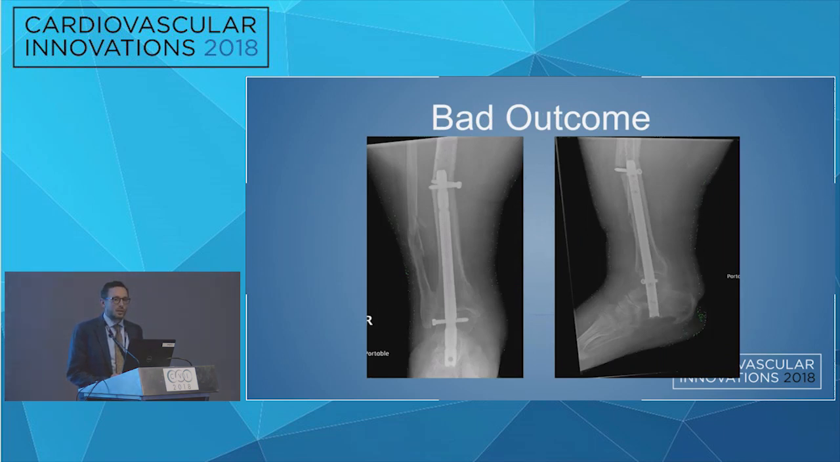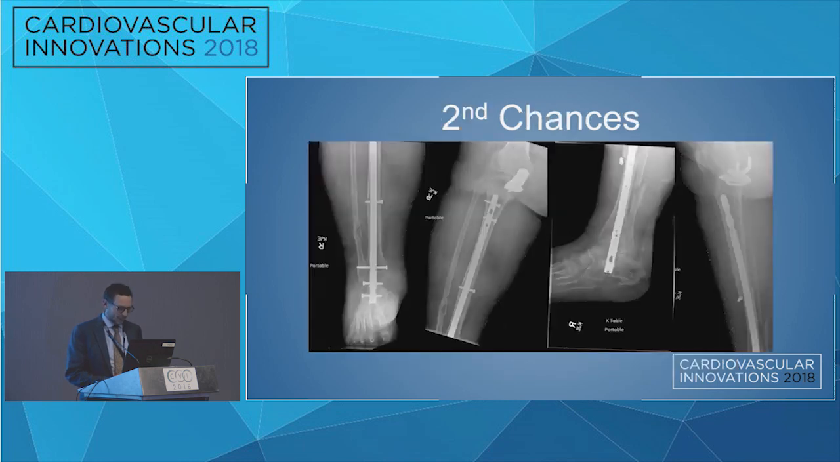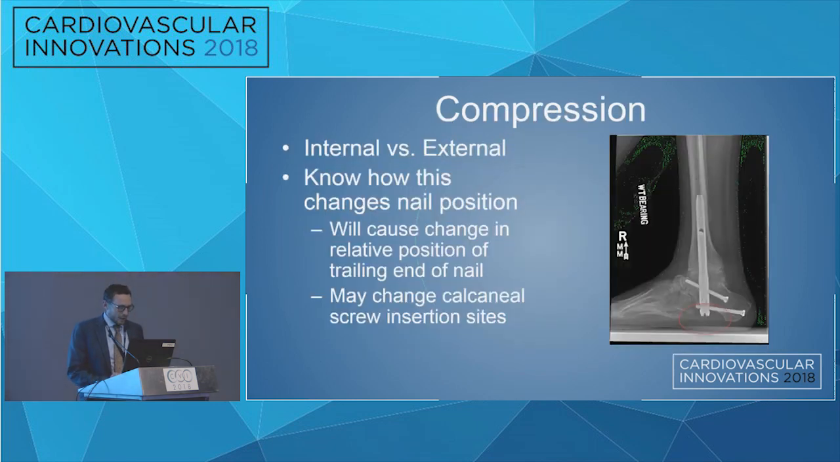And so now you do what you probably should have done when you realize that you drilled out the anterior cortex. You take everything out, you put in a ball tip wire, you get yourself reduced, you ream higher, and you put in a longer nail so that this person can have a functional leg again.